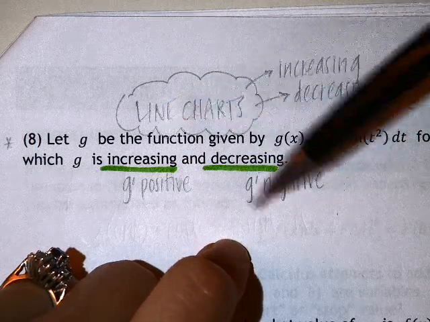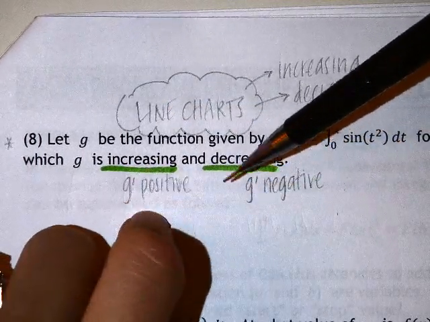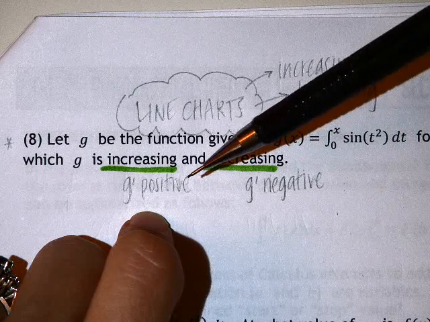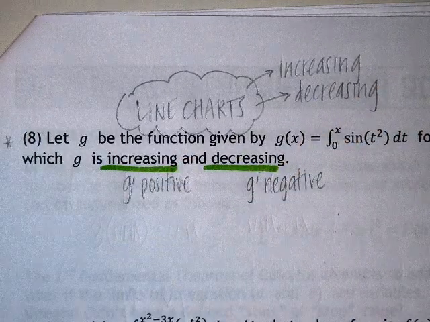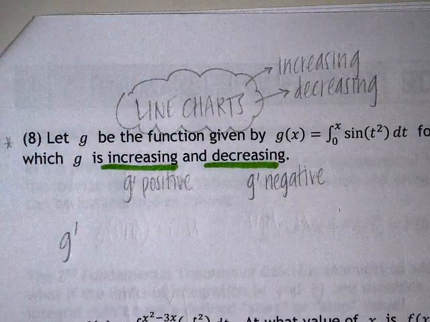So let's go with that baseline assumption. We need to figure out where g prime is positive and where g prime is negative. So that means I need to know g prime. G prime is the most important part of this entire problem.